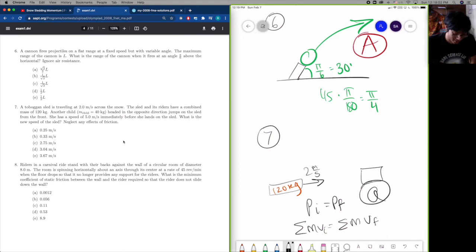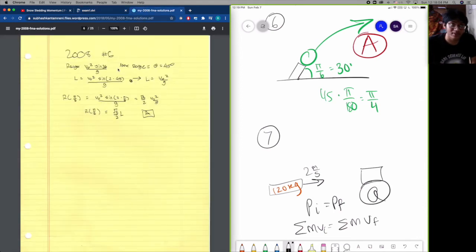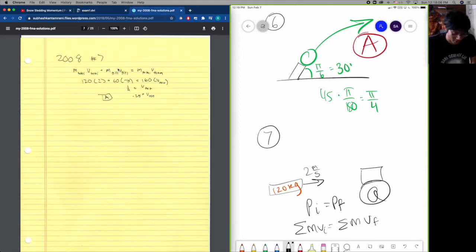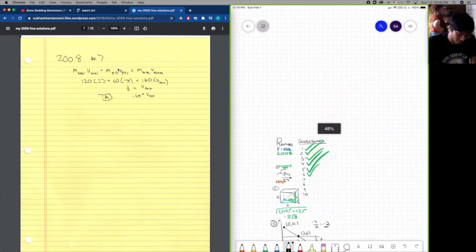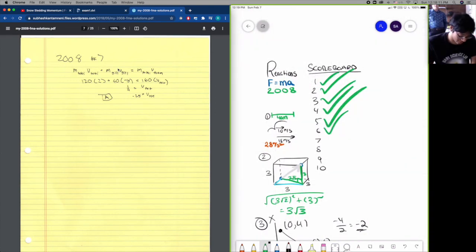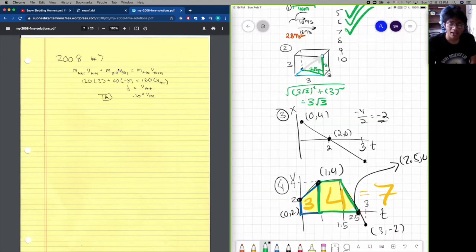So let's see if it is indeed choice A for number 7. Number 7, it is indeed choice A. Okay, so we got 7 for 0. So question 7 is indeed correct. Let's move on to number 8.